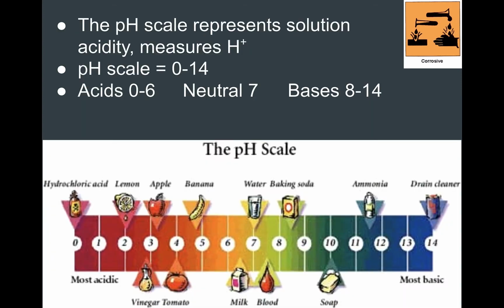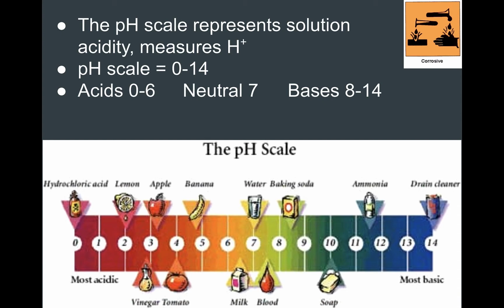When we're looking at acids and bases, we can describe their acidity, or how much H+ is present, by using something called the pH scale. You probably heard of the pH scale before, probably in grade school at some point. It goes from 0 to 14. Acids fall within the 0 to 6 range. Neutral is 7. Bases are 8 to 14.